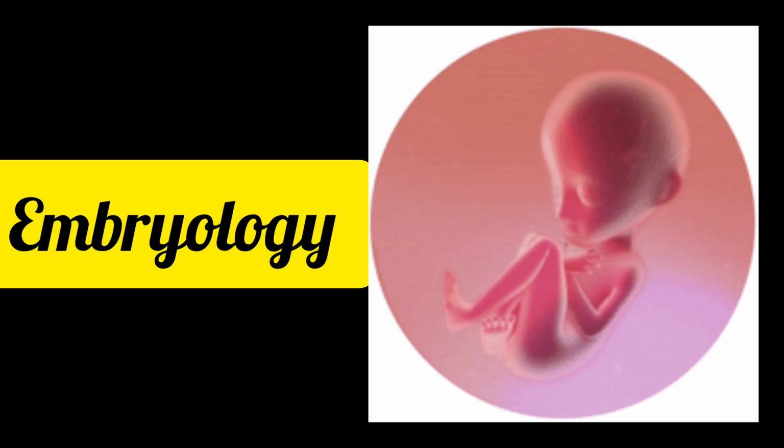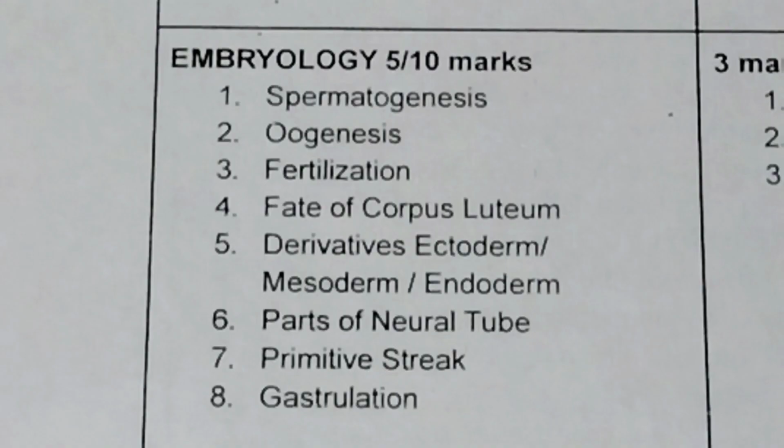Now let's start with embryology. In this, the important 5 or 10 mark questions are: the first one, spermatogenesis. Second one, oogenesis. Third one, fertilization. Fourth one, fate of corpus luteum. Fifth one, derivatives of ectoderm, endoderm and mesoderm. Sixth one, parts of neural tube. Seventh one, primitive streak. And the last one is gastrulation.